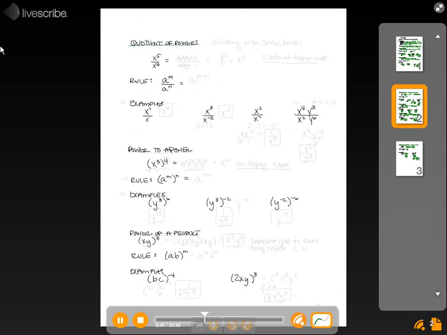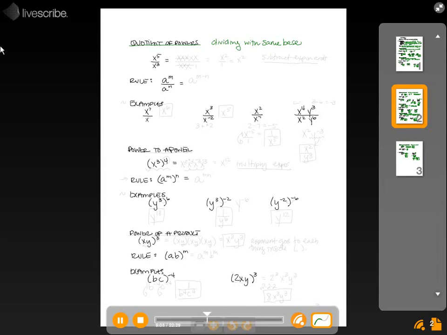Okay, our next rule is the quotient of powers. And like the product of powers, the only difference is that we're going to be dividing with the same base. So we'll have fractions on here. Something will be over something else, and they'll both have the same base. Our first example is going to be x to the fifth over x cubed.